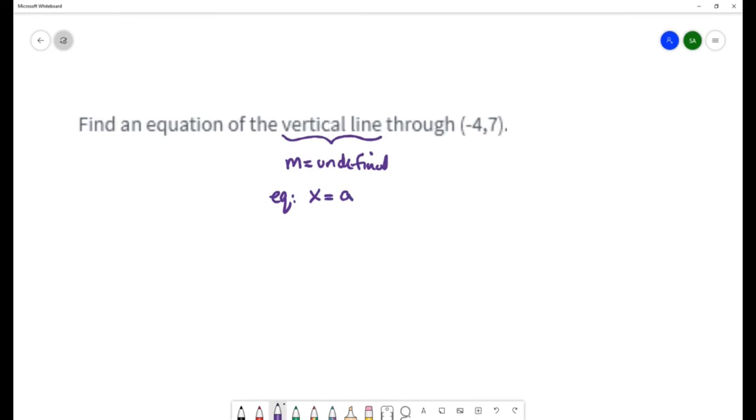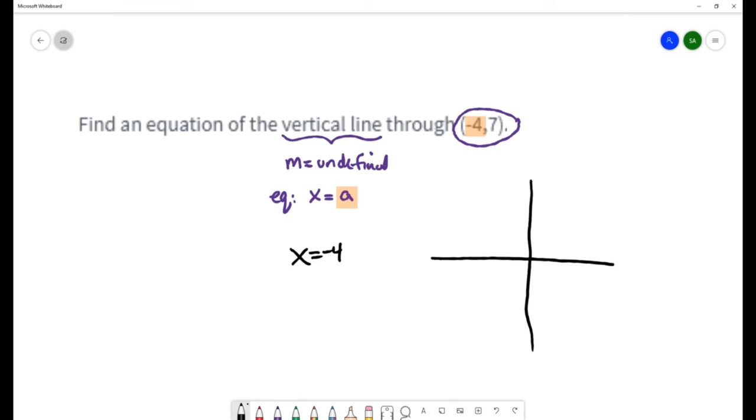So in this example, we're given a point that this vertical line passes through, and we're going to use the x-coordinate of that point to define the value of a in the equation. So the equation of this vertical line will be x equals negative 4. We can draw a picture of this vertical line to feel a little bit more comfortable about that. We have the ordered pair (-4, 7), so negative 4 and 7 would be a point here.